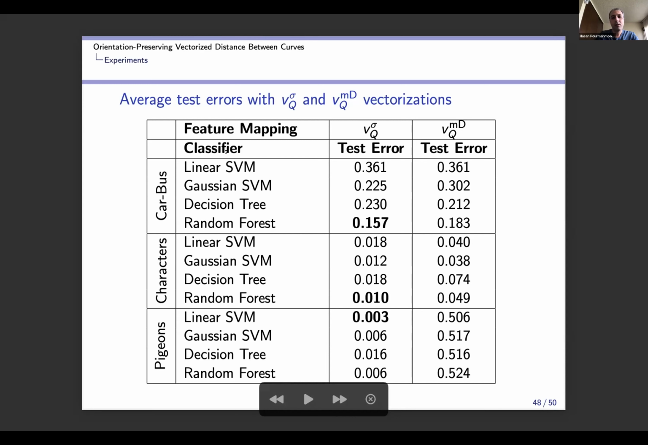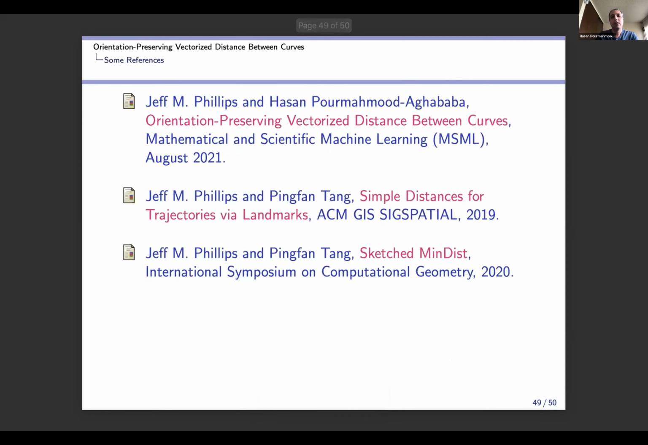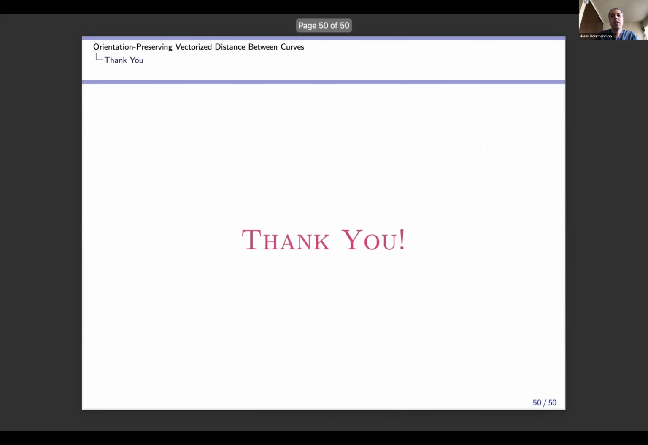And as you see, we've tried several classifiers like SVM, decision tree, and random forest. And these are some references. This work is accepted to the MSML conference and will be published in some months. And that's it. Thank you.